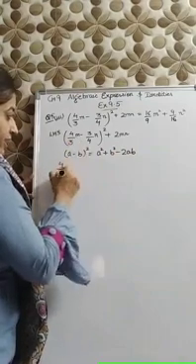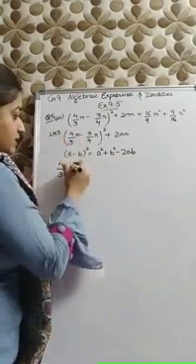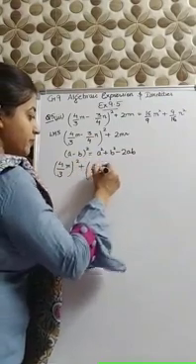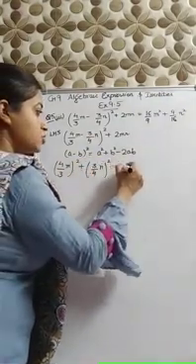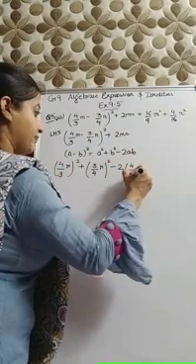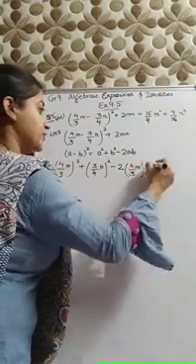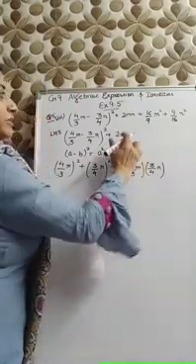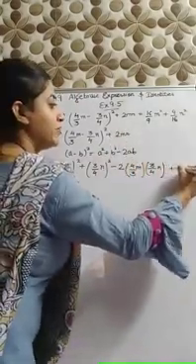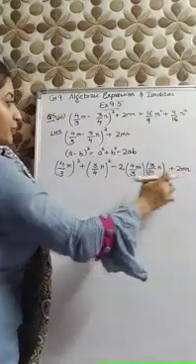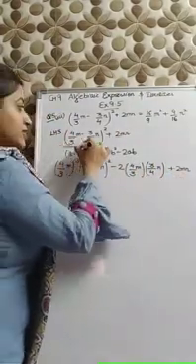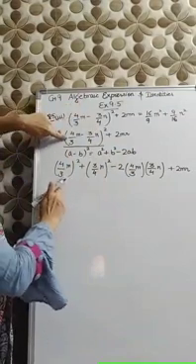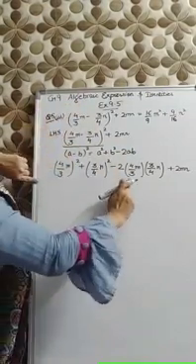This is your a, this is your b. A square plus b square minus 2a into b, and this last term, that is 2mn, will be written same because it is a part of the question. And at the place of this we have used the identity (a minus b) whole square. This is a square plus b square minus 2ab.